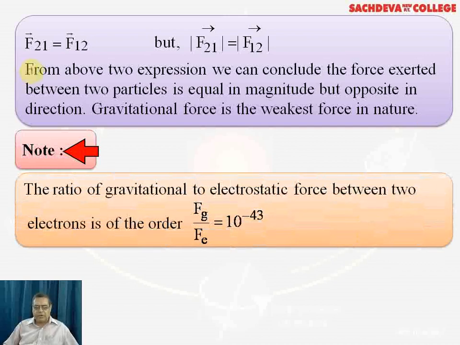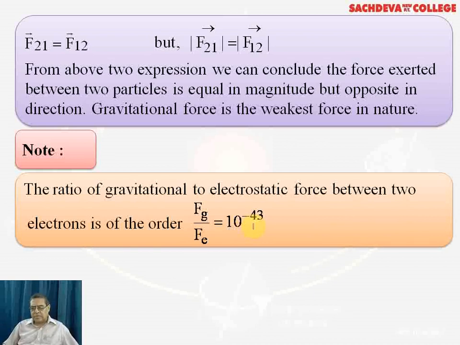Now, there is an important note regarding gravitation. If we consider the gravitational force and the electrical force between two electrons, the ratio is about 10 to the power minus 43. Electrical force is estimated by Coulomb's law, that is K Q1 Q2 by r square, where Q1 and Q2 are replaced by e and e because they are the charges of electrons, and Fg is the force of gravitation between masses m1 and m2.